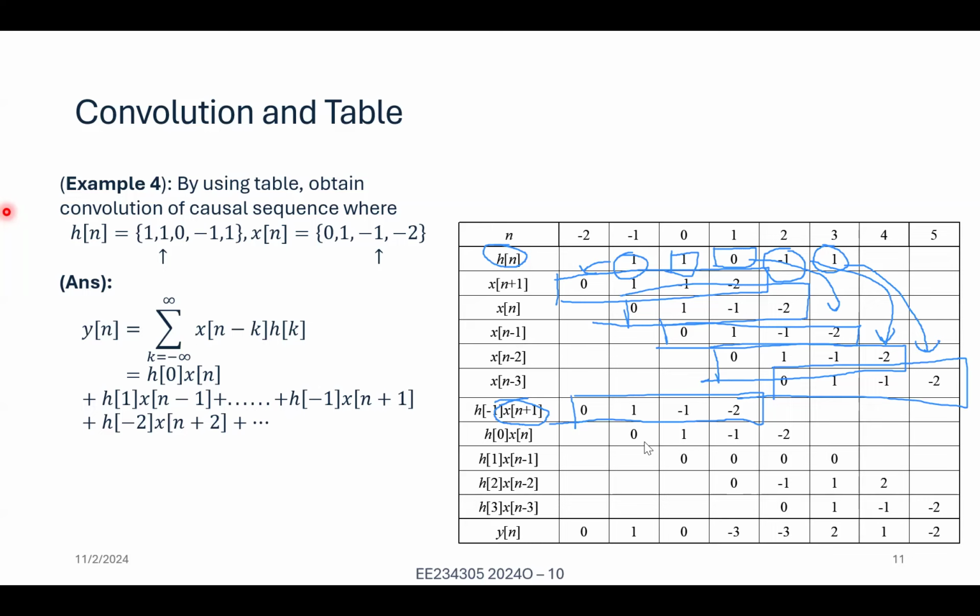So now it's 0, 1, minus 1, minus 2, 0, 0, 0, 0. This is same, right? 1, 1, 0, minus 1. So now this is 0, minus 1, 1, minus 2. And this is 0, 1, minus 1, minus 2. And yn here is the sum of all of them. So this is 0, this is 1, this is 0, this is minus 3. Sum all of this, minus 3, 2, 1. And this is minus 2.